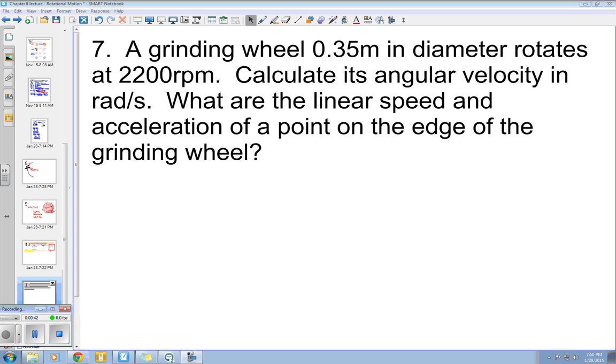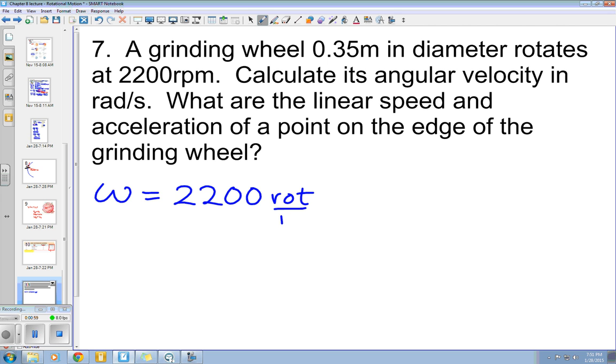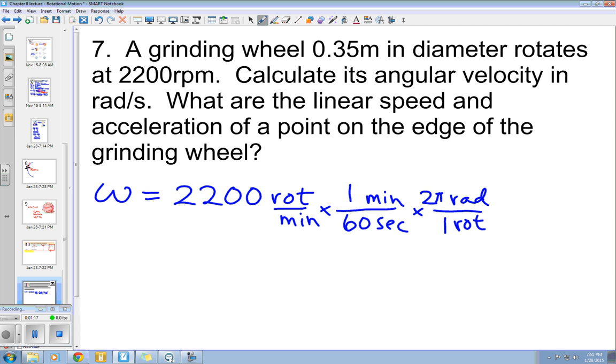So let's first find its angular velocity in radians per second. We know that omega is equal to 2,200 rotations per minute. That's RPM. And like we did before, we're going to turn our minutes into seconds, and then we're going to turn our rotations into radians. We know that in one rotation there are 2 pi radians. So if you calculate that out, you'll find that this is 230 radians per second.